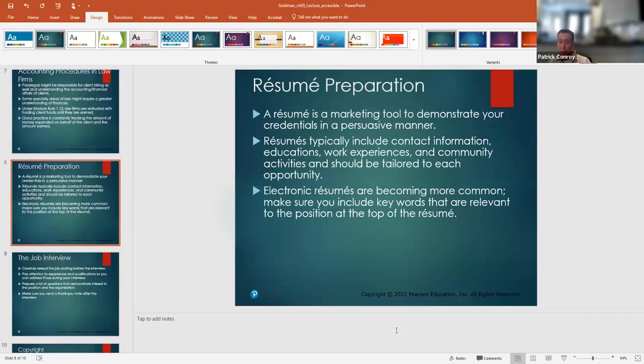Resume preparation. I'm sure you're all aware that resumes market and demonstrate credentials in a persuasive manner. They typically include contact information, education, work experience, everything that can sell you. Now we covered this in the business communication course. But Delgado also offers career services that I urge you to take advantage of.